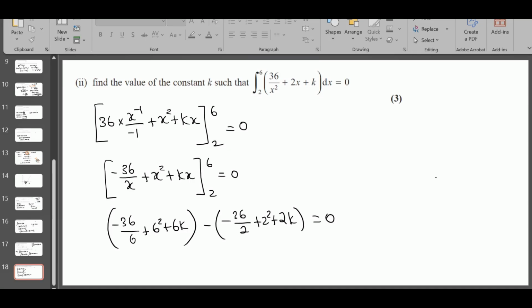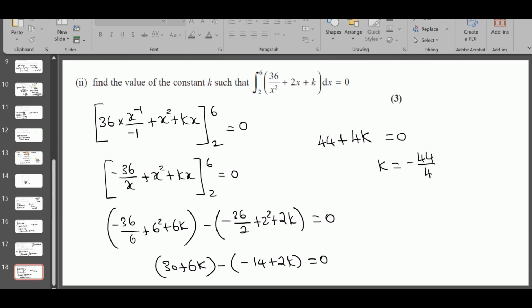Simplify this, it is minus 6, 36 minus 6 is 30 plus 6k. This is minus 18 plus 4 is minus 14 plus 2k is 0. When you simplify the like terms, 6k minus 2k is 4k, 30 plus 14 is 44 plus 4k is 0. Make k the subject. Minus 44 over 4, k is equal to minus 11. That's all.